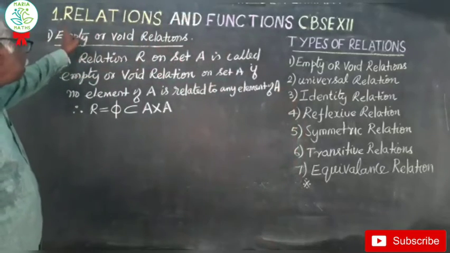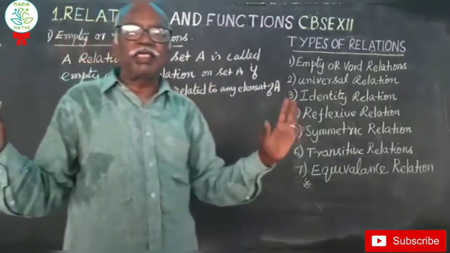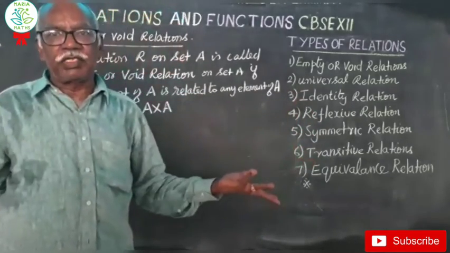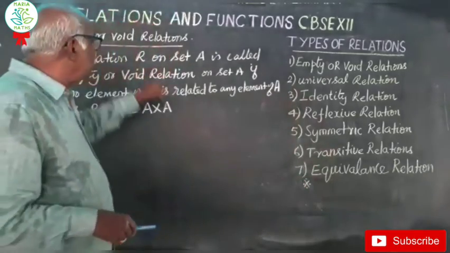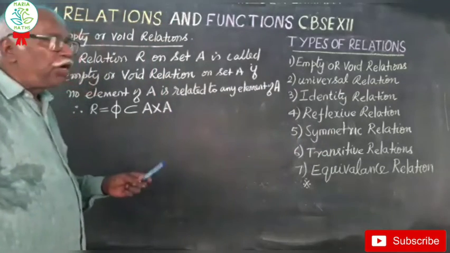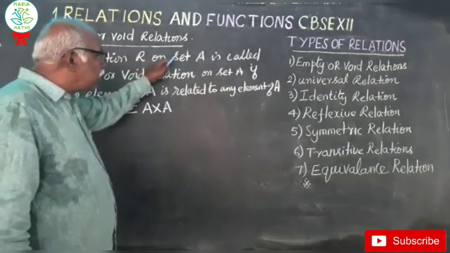First relation, empty or void relation. Empty means nothing is there. What is an empty set? A set containing no elements is called an empty set or null set or void set. Just like that, we get the empty or void relation. A relation R on set A.